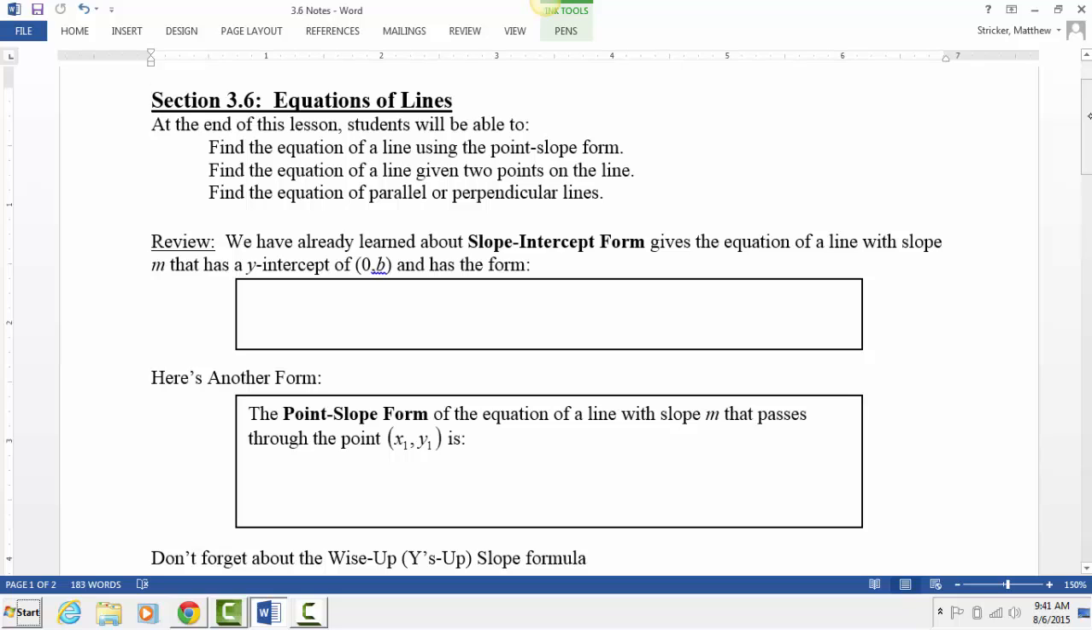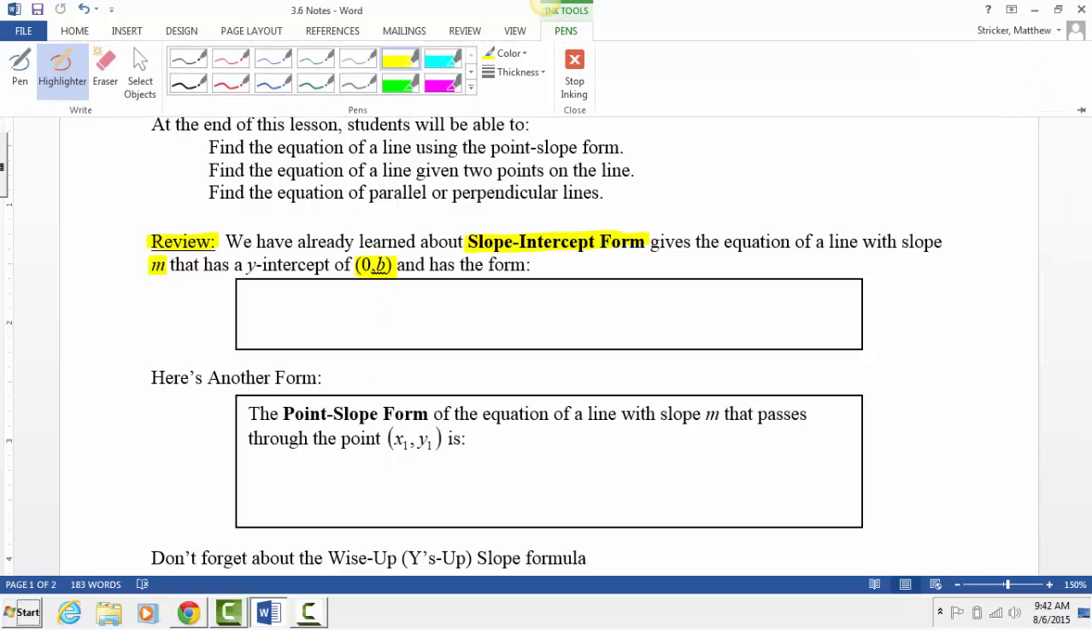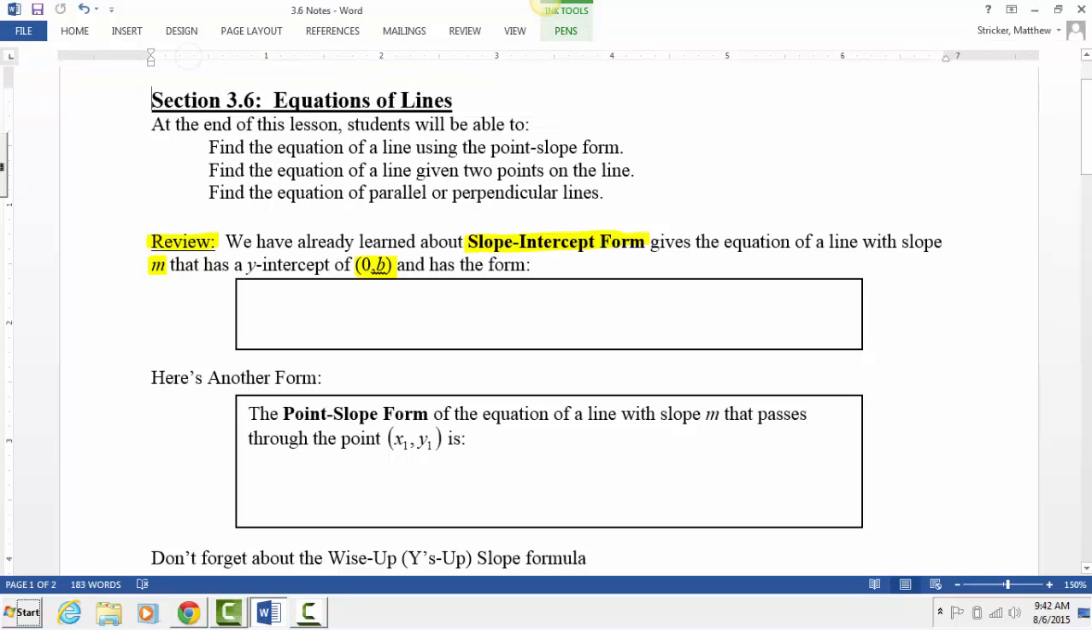So just to start off with a little bit of review, hopefully you remember what slope-intercept form is. Remember, it's the form that we want to use, especially when we have a slope m and a y-intercept given as the ordered pair 0, b. Remember, for y-intercepts, x is always equal to 0. You see that right here? What is that form? Can you write it in the box? Do you remember what it is? Hopefully you will remember that it's y equals mx plus b.